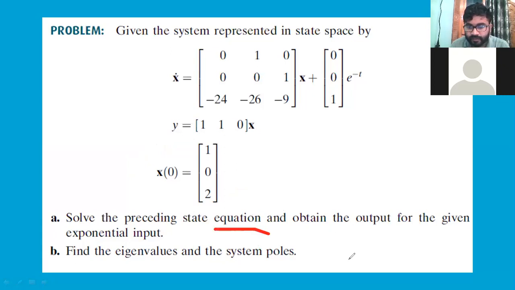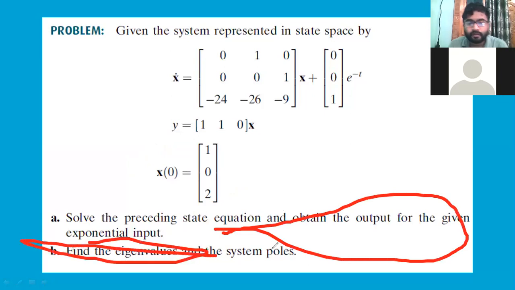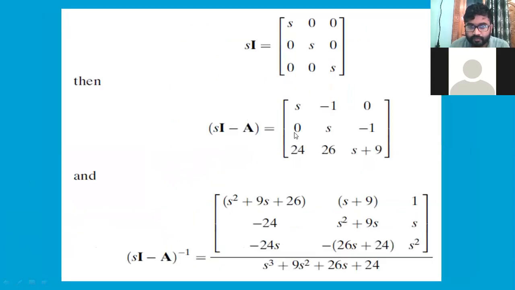So solve the preceding equation and obtain the output. Find the eigenvalues. Okay, I will tell what eigenvalues are later. First concentrate on part A of the problem. So you read the problem and you follow the steps one by one. You take 2 minutes and observe the steps.